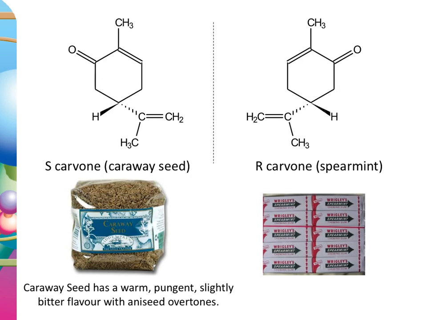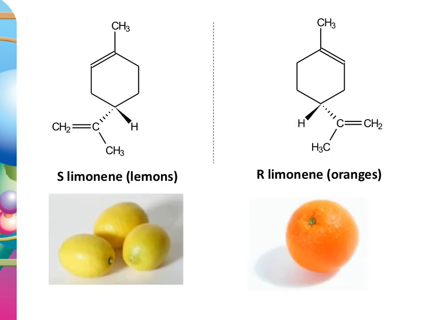Another example of optical isomerism with two different physiological effects is that the molecule that's principally the cause of the smell of caraway seeds and the molecule that's principally the cause of the smell of spearmint are optical isomers of each other. So the molecule is carvone, and we have the S version and the R version. Similarly with lemons and oranges, we can see optical isomerism in the molecule that's responsible for their respective smells.